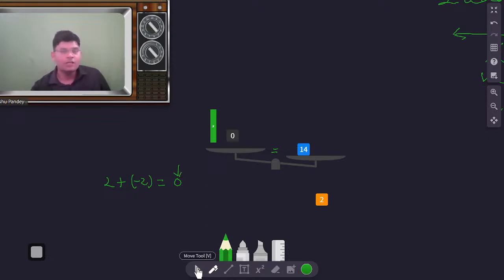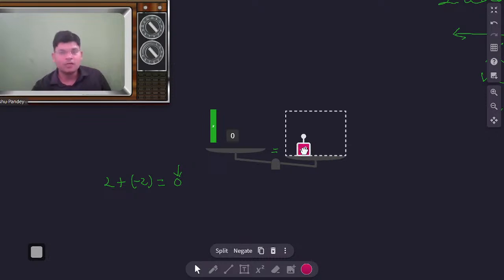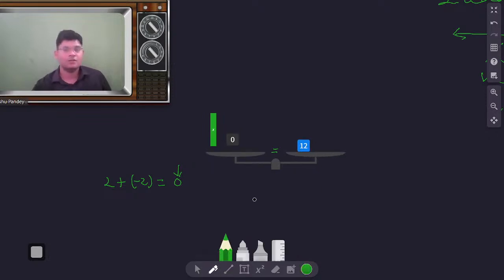So if you are doing the negative 2 on the left hand side, the same negative 2 has to be done on the right hand side as well. So the answer is, suppose we have x plus 2 is equal to 14. So x plus 2 minus 2 is going to be 14 minus 2. So here 2 and 2 will get cancelled and x is going to be equal to 12. Understood?